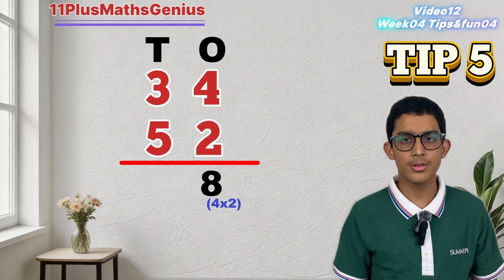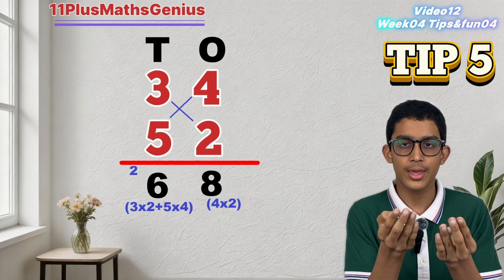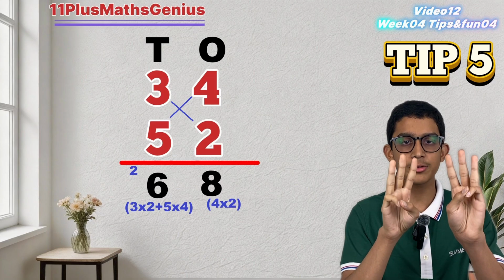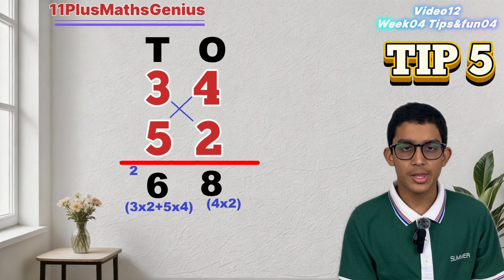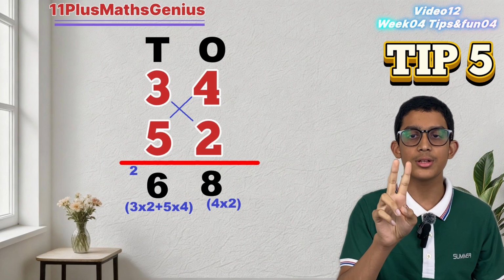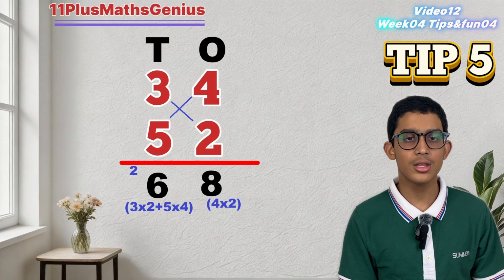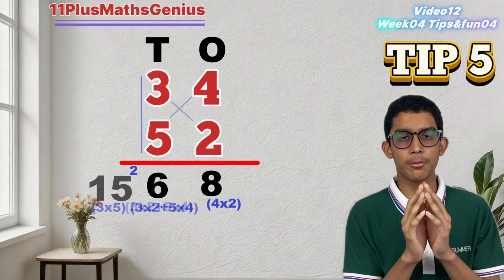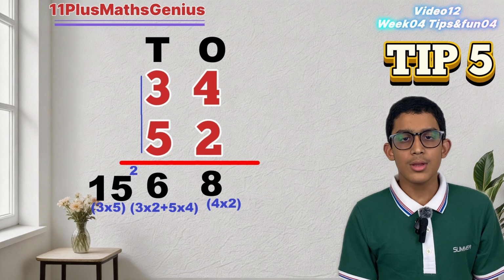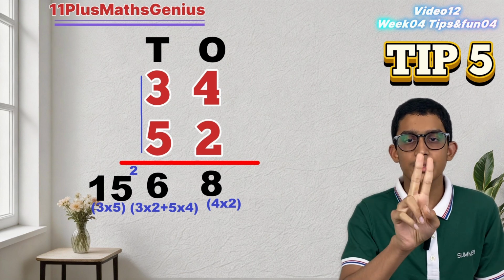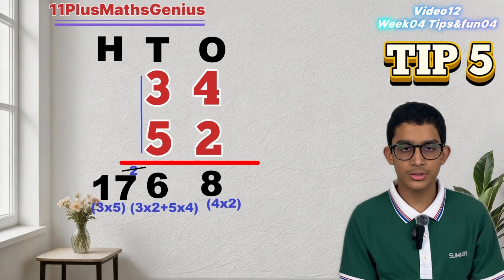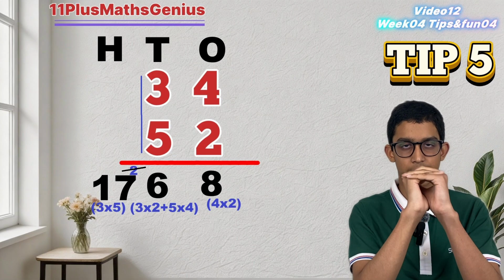Then, 10 times ones plus 1 times tens. So, 3 times 2 plus 5 times 4, or 6 plus 20, 26. Put 26 under tens. We keep 6 here and shift 2 to the hundreds. Finally, tens times tens. So 5 times 3, or 15. We add carry forward 2 and put 17 under hundreds. So the result is 1768.